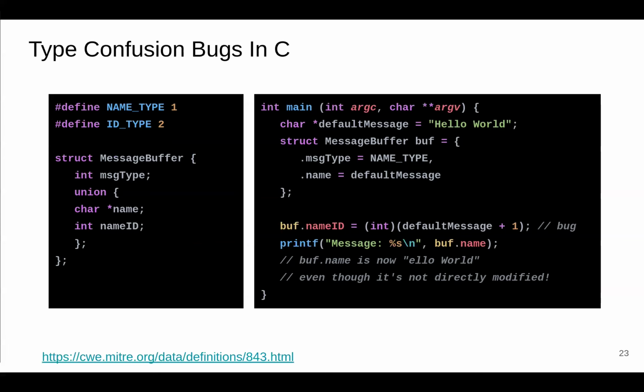In C, the risk is type confusion, where we violated the underlying memory typing rules. Here is an example of an actual true bug. There was a message buffer, very similar to the example we've just seen before. There's a type message with an integer message type which defines what type it is, either a name or a name ID. And then we've got the union. It's either a pointer to the name itself, or it is the name ID. Let's say here we set the default message to hello world. We've got a message buffer buff. We say it's a name type.